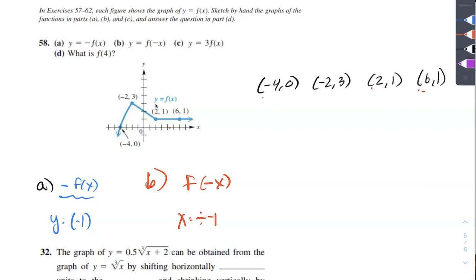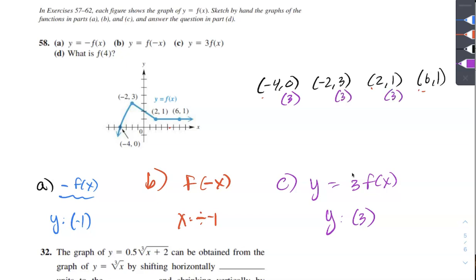Let's do that purple. C. Y equals 3f of x. So what does this do, right? It's a vertical stretch of 3. Remember, it's on the outside, it affects the y values. And all we're going to do here is multiply by 3. So we're going to multiply all our y values by 3. That's what's going on here. So multiply this by 3, multiply this by 3, multiply that by 3, multiply that by 3.